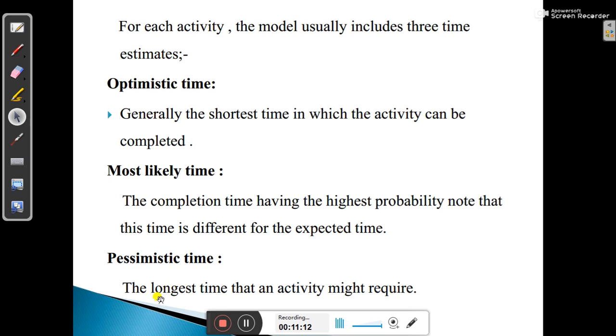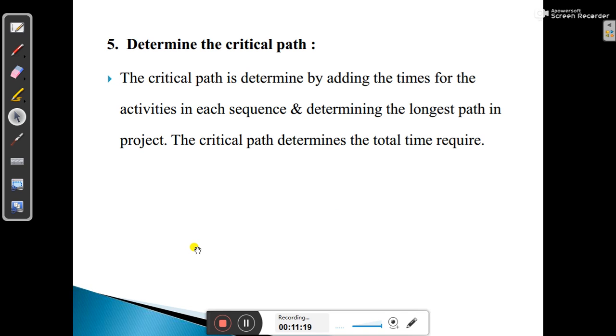Pessimistic time, the longest time that an activity might require. This is the longest, and this is higher than the most likely time. Determine the critical time, that is the fifth step.